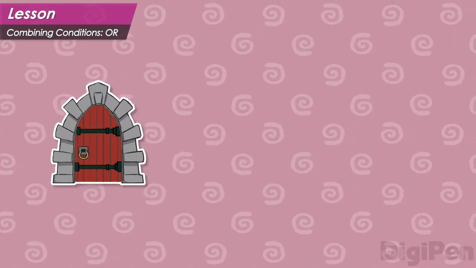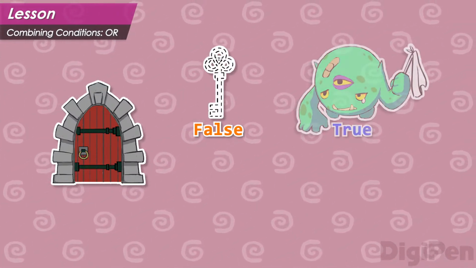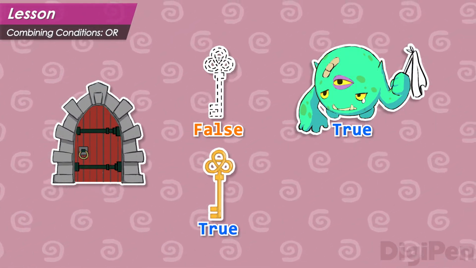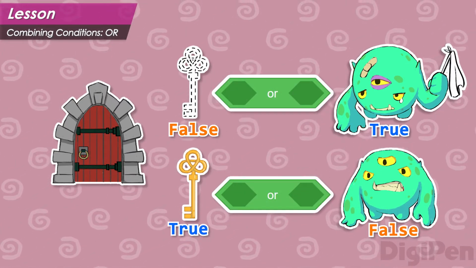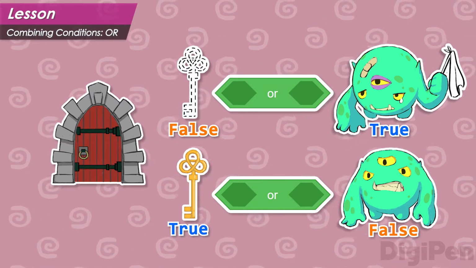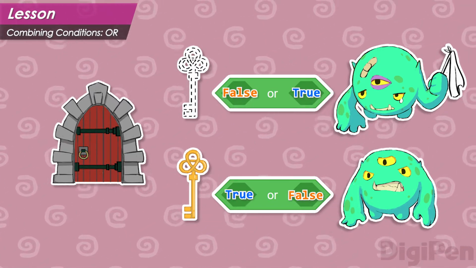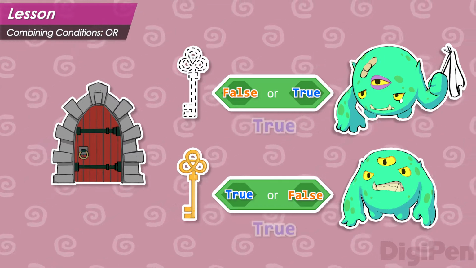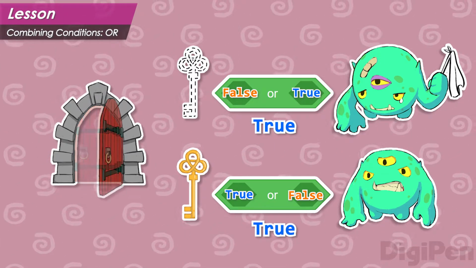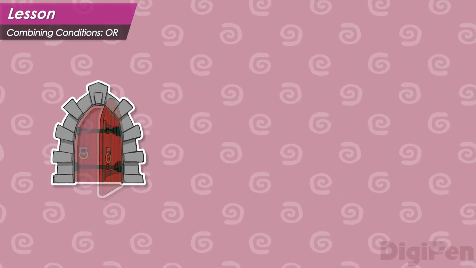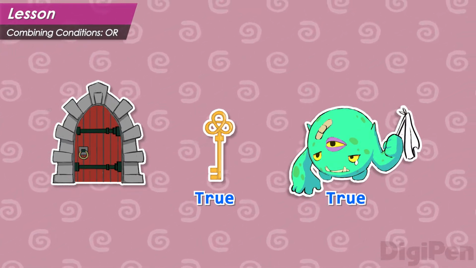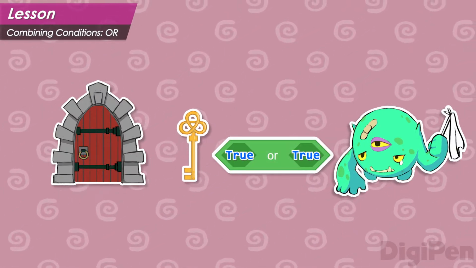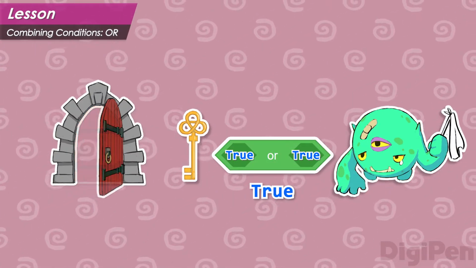Now imagine they don't have the key, but they did defeat the boss, or they do have the key but didn't beat the boss. The OR block sees that one of the 2 slots is true, so it doesn't matter what the other slot is. The OR block itself is true, and the door opens. And, of course, if they both have the key and have defeated the boss, then naturally the OR block is true, and the door opens.